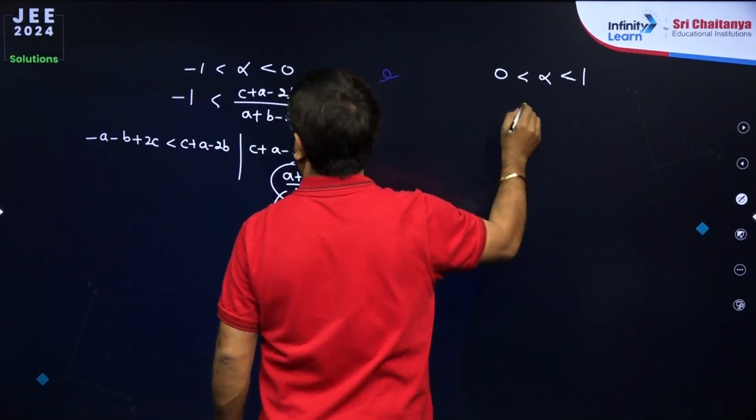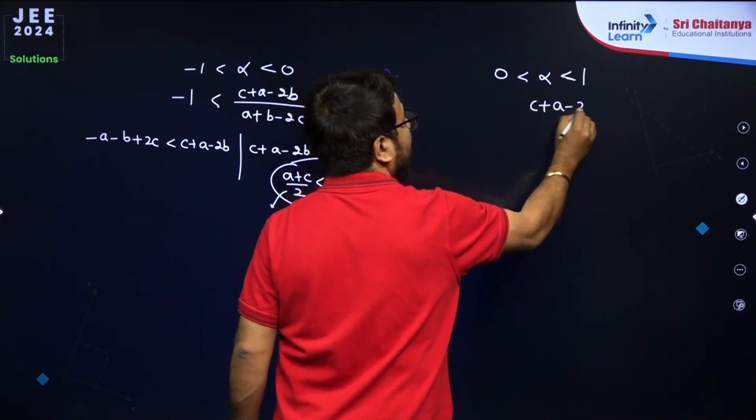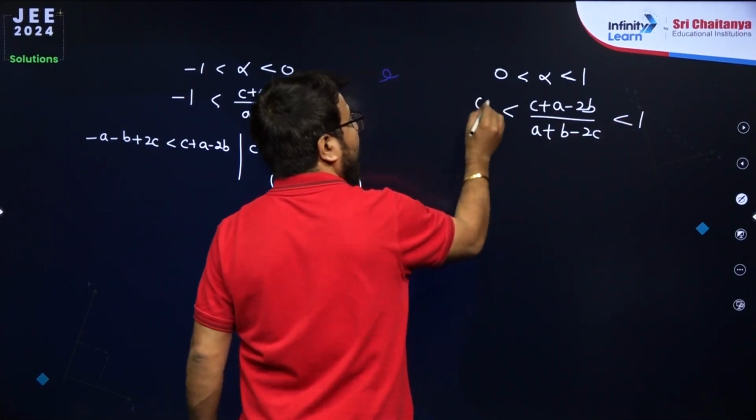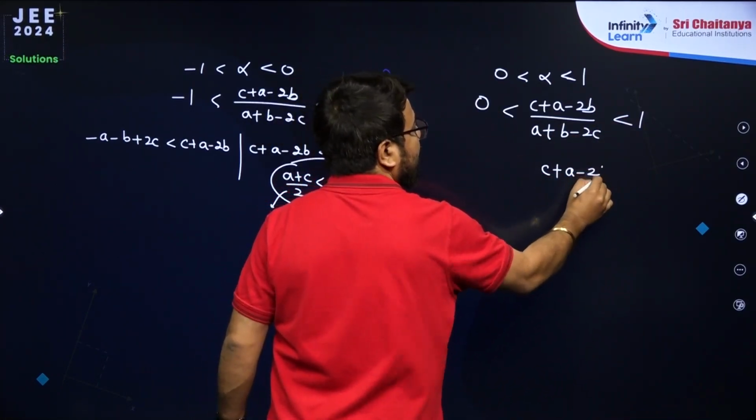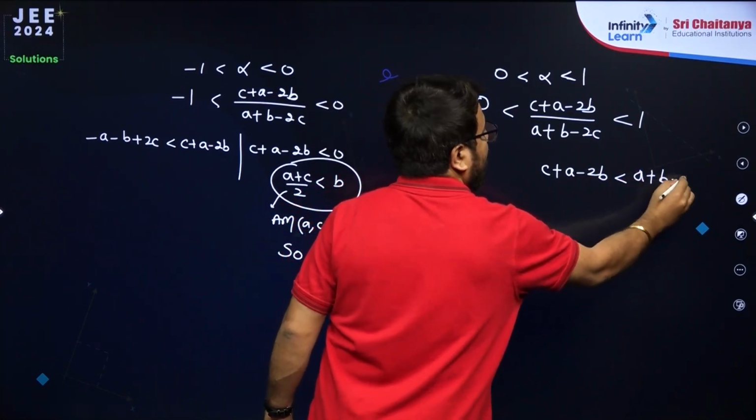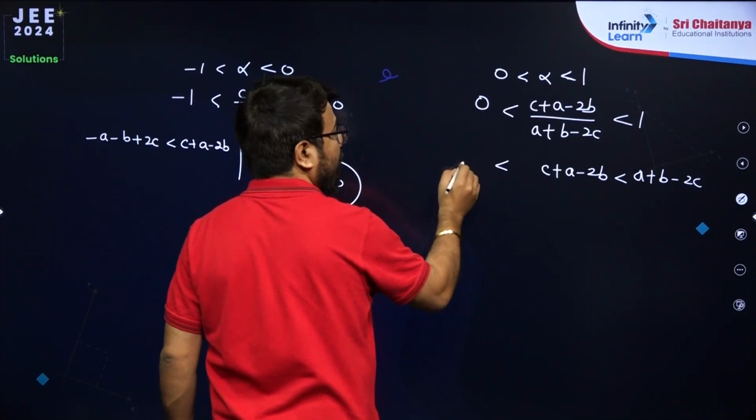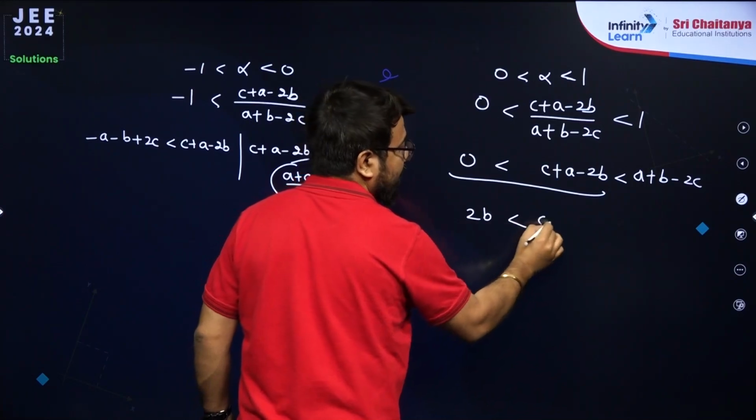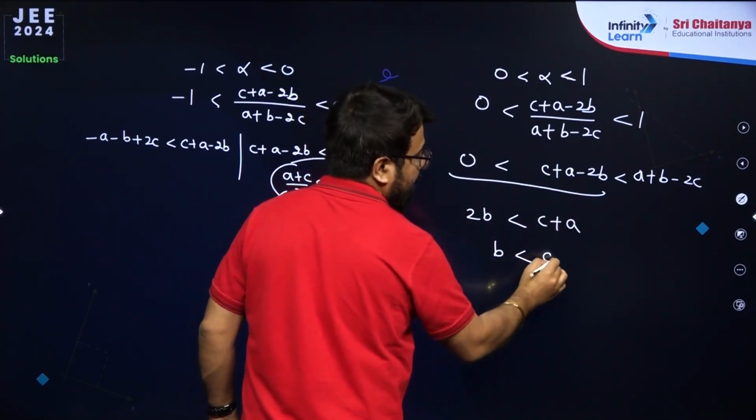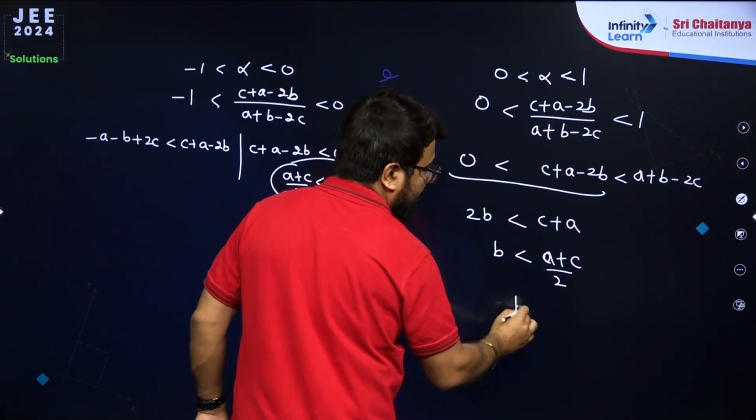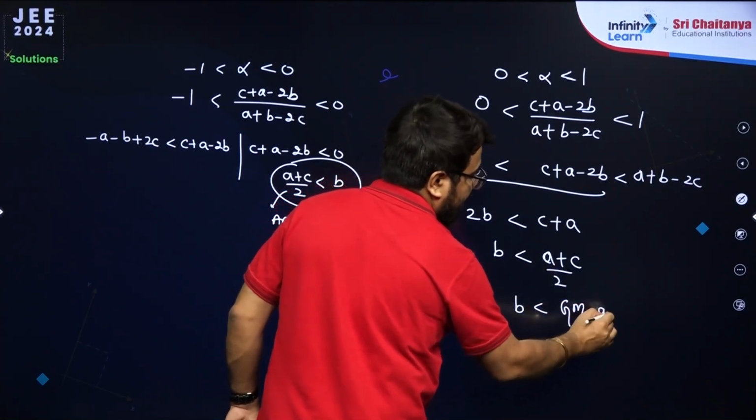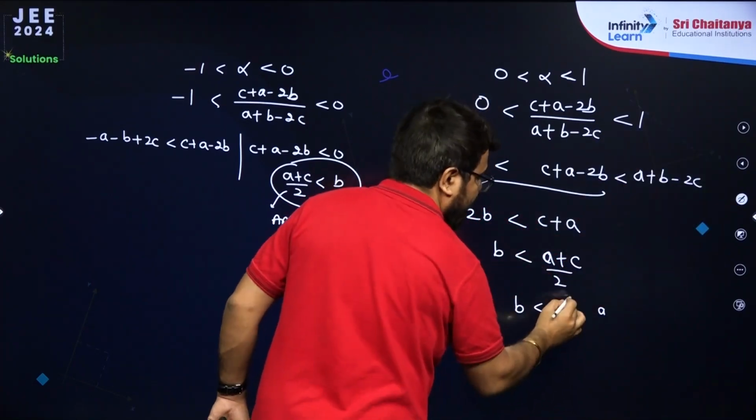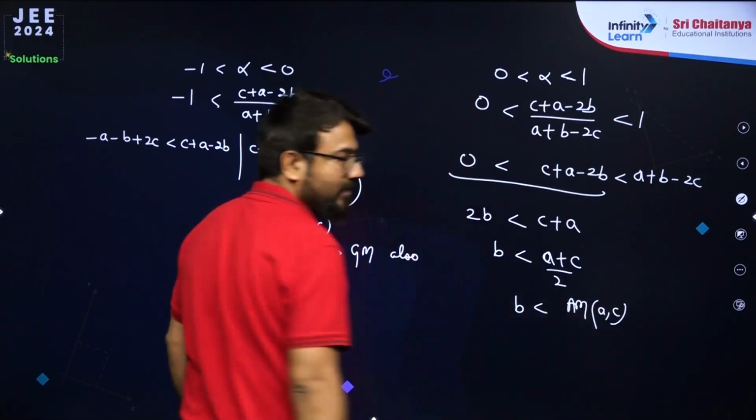If alpha is between 0 and 1, then here we have (C plus A minus 2B) over (A plus B minus 2C) between 0 and 1. Let us take this to both sides, here also and here also. If I simplify this, I will get 2B less than C plus A, so B less than (C plus A) over 2. So B is less than the arithmetic mean of A and C. Sorry, this is not the geometric mean, this is the arithmetic mean.